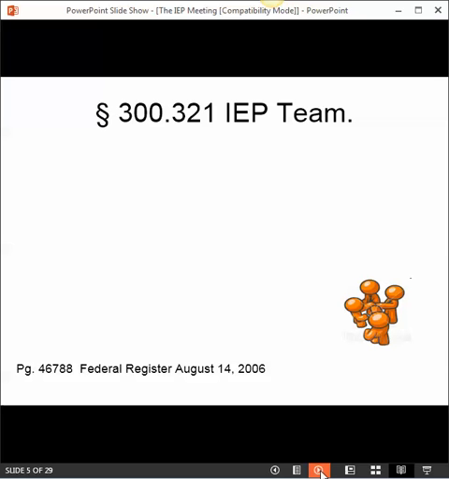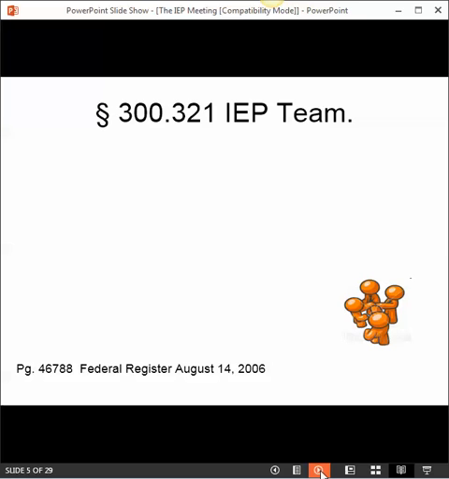The next member, an individual who can interpret the instructional implications of evaluation results, who may be a member of the team. So probably a MET team member who can come in and talk about what evaluations and assessments were done. And at the discretion of the parent or the agency, other individuals who have knowledge or special expertise regarding the child, including related services personnel as appropriate.